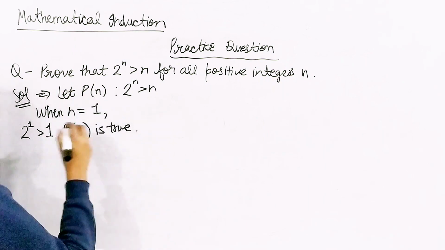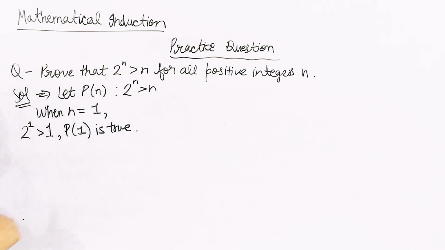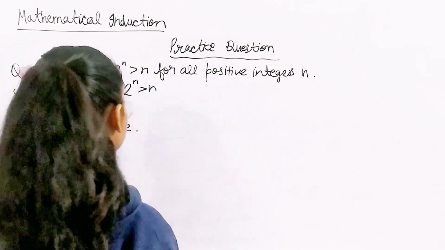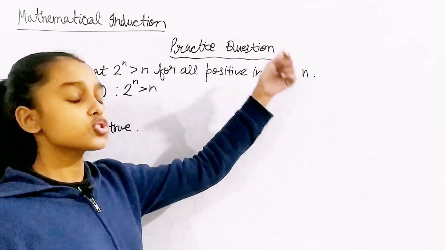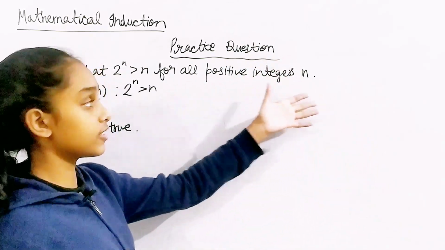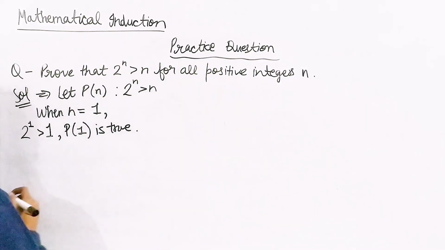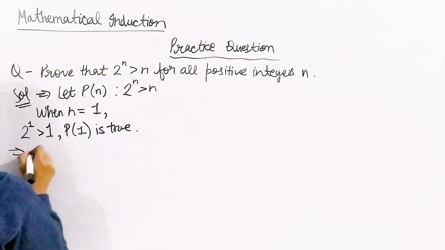Now let's move on to the inductive step, in which we're going to take the value P(k). So what is P(k)? It's just for all the positive integers. We have to prove 2 to the power n is greater than n for all positive integers n. So at the place of n, I'm just going to put k. It's going to be for all positive integers k. So it's going to be P(k).